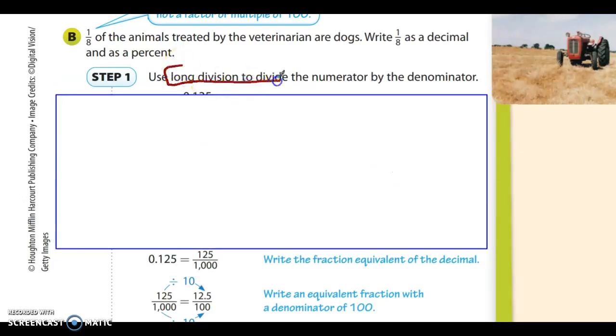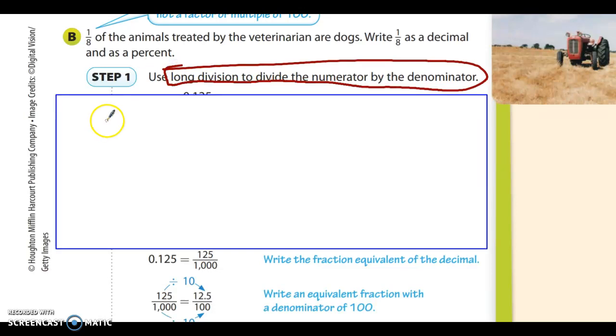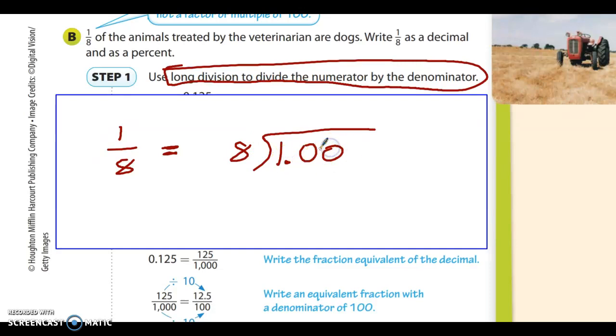Use long division to divide the numerator by the denominator. Now this is what we do when you do a test. When you want to figure out your score on a test, you take your numerator and you divide it by your denominator. So 1 divided by 8. Now that looks funny, except we're going to get our answer in the form of a decimal anyway. So what we're going to do here is turn 1 into 1.00, and we're going to annex decimals until we finish the division. In other words, 8 doesn't go into 1. That's okay. But it does go into 10 once.